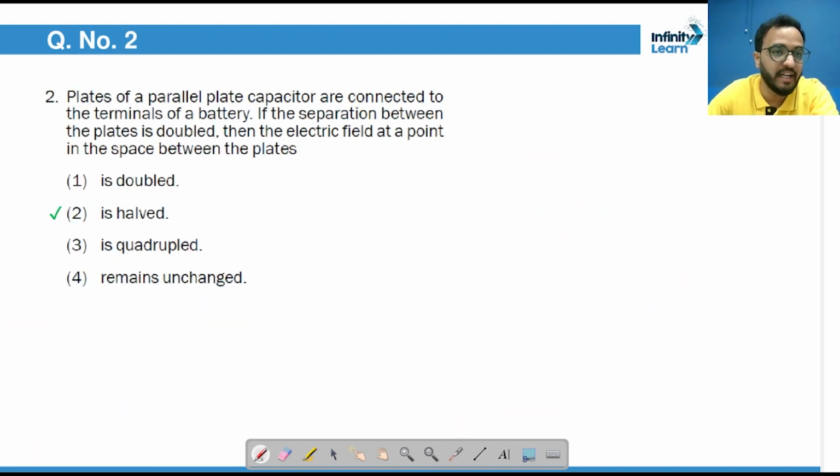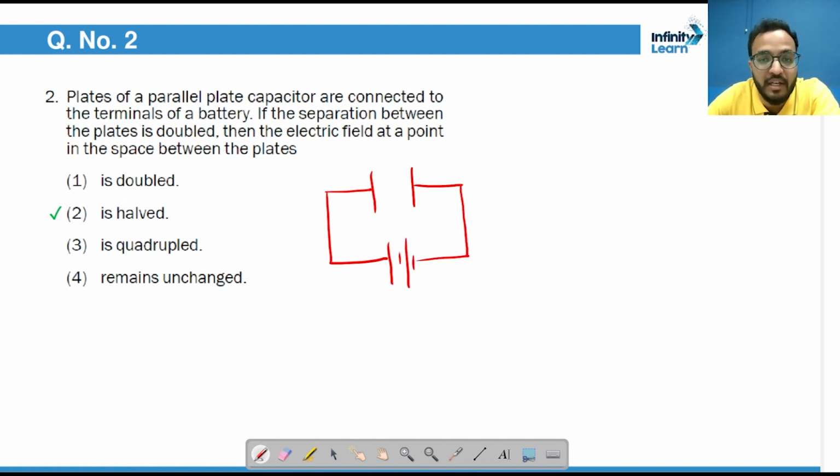Now let's move on to the second question. Plates of a parallel plate capacitor are connected to the terminals of a battery. If the separation between the plates is doubled, see, whenever a capacitor is connected to a battery, that means one thing: the potential difference across the capacitor will remain constant no matter what. Why? Because the battery is a device which maintains constant potential difference across its terminals, and since the plates of this capacitor are connected to the terminals of this battery, they are also going to maintain the same amount of potential difference as the battery is maintaining.